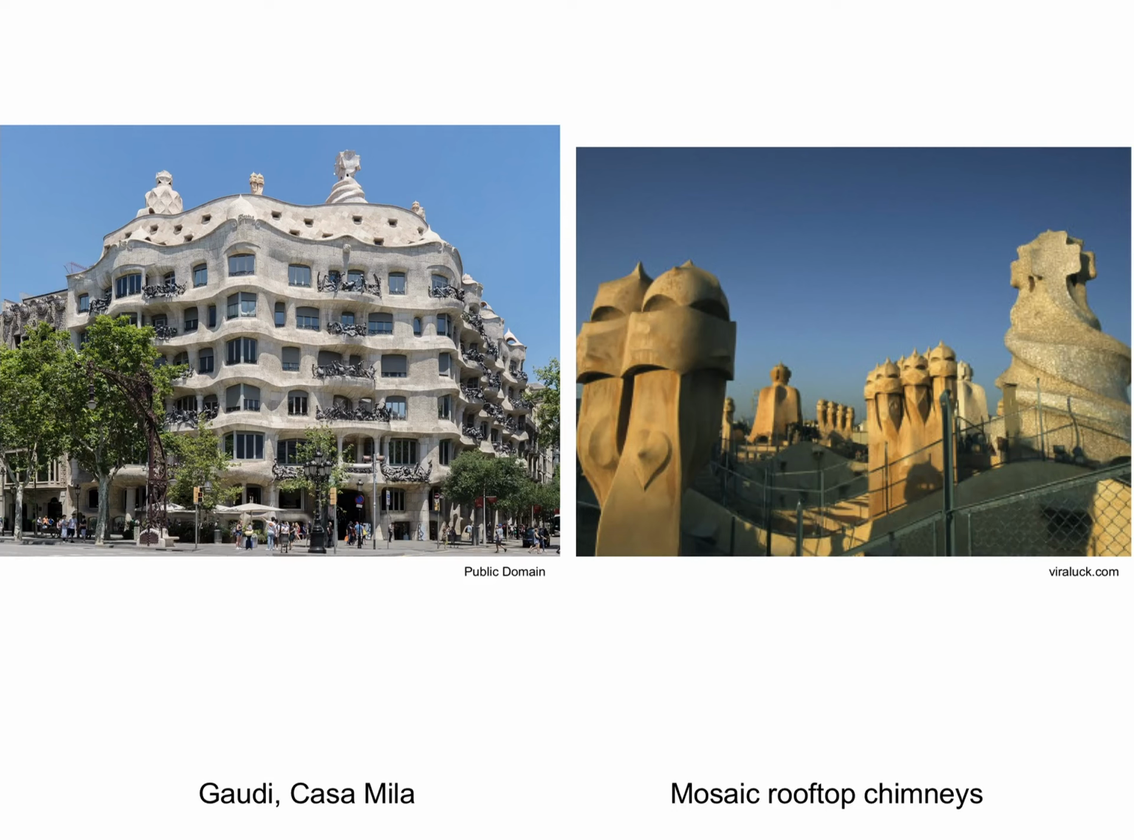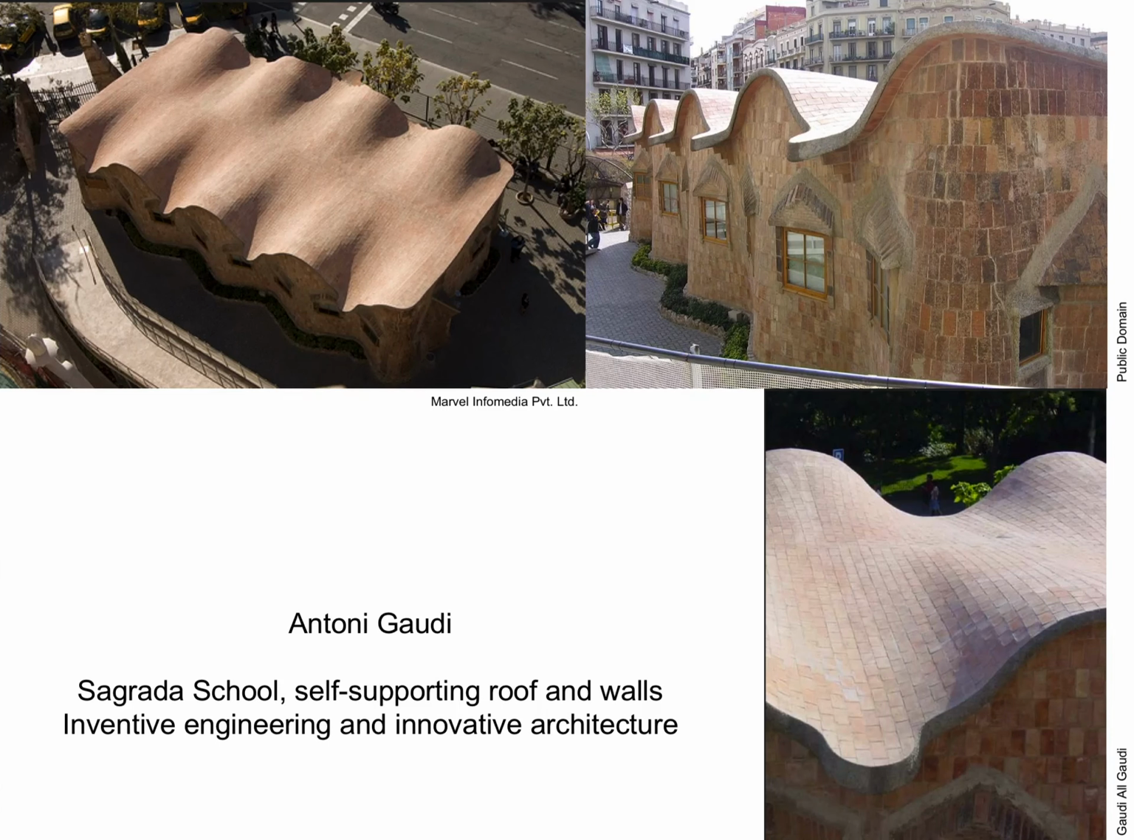Here you have Casa Milà in Barcelona, again, a very celebrated Gaudi building. And the rooftop chimneys are completely covered in ceramic mosaic. One of the most extraordinary buildings Gaudi designed is the Sagrada School, situated next to the Sagrada Familia Cathedral, which is coming up. As a school for the children of the workers, the building is extraordinary.